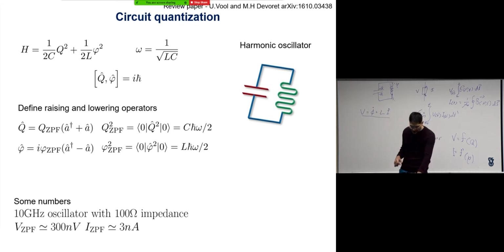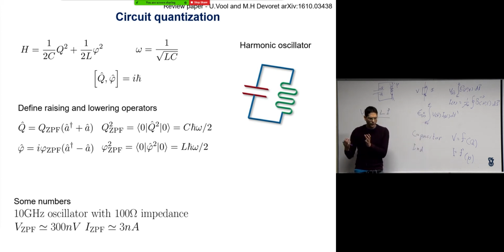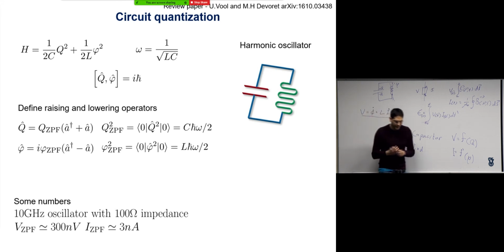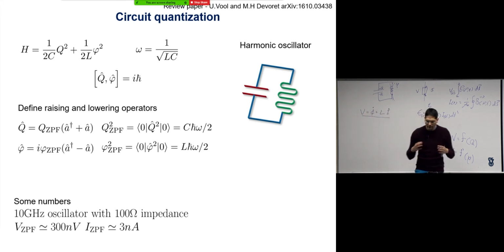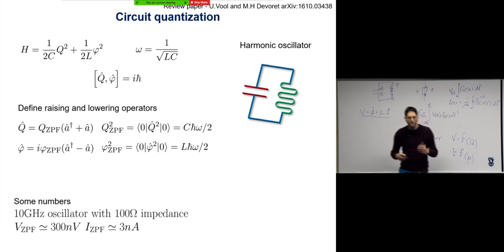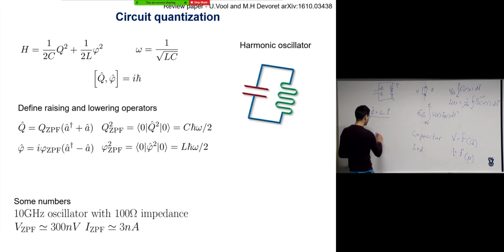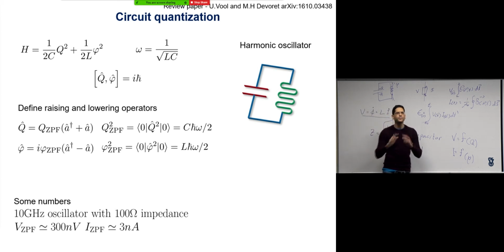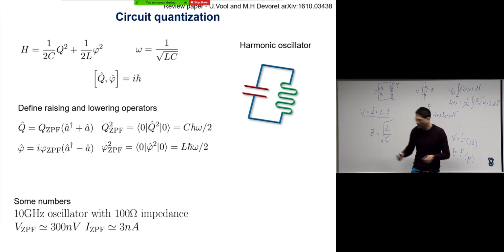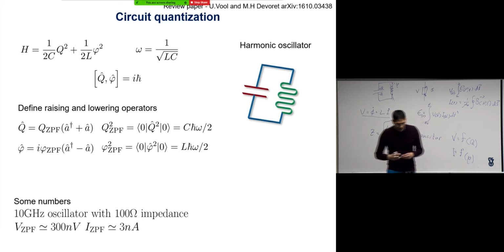And what I did here, I put down some numbers that maybe relate a little better to what we saw in cavity QED. If you take an oscillator which you plan to be at around 10 gigahertz and has an impedance of 100 ohms, the impedance Z is going to be the square root of L over C. We don't have any resistance. The impedance is purely imaginary, so it's a reactance, a reactive impedance.